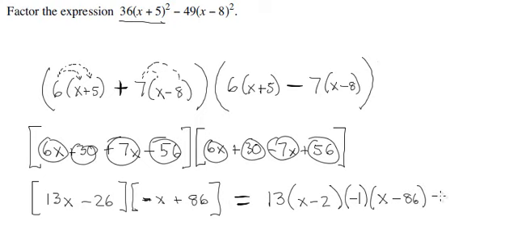And last thing we can do to improve this, we'll combine our constants. We have 13 here and negative 1 here, so we can write this as negative 13 times (x minus 2) times (x minus 86). All done.